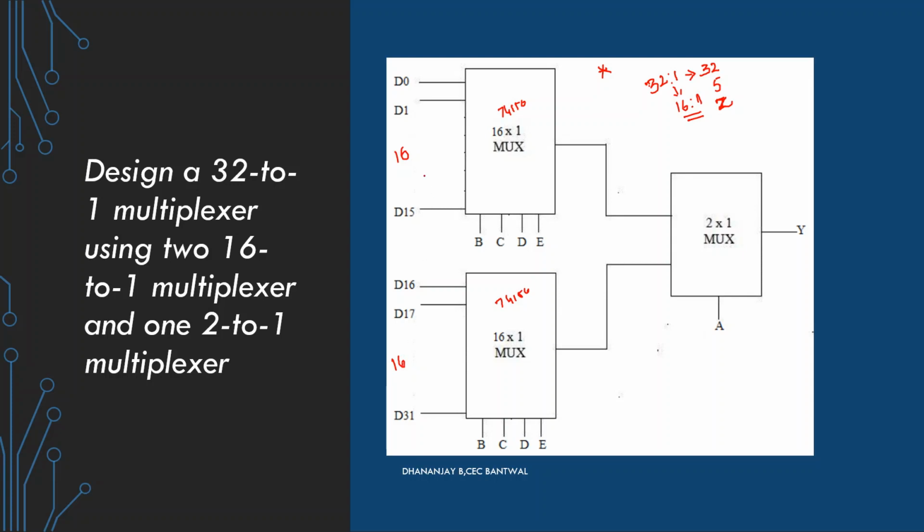When I speak about a 16:1 mux, how many selector inputs are needed? 4. And those 4 selector inputs are connected here, and 4 selector inputs are connected here. They will be selecting one among the 16 data inputs and sending it to the output side. This will be selecting one, and this will be selecting one. Out of the outputs coming from the two 16:1 multiplexers, one has to be selected, and that work is done by your 2:1 mux. As I said, how many selector inputs? 5. So 4 are connected here and 1 is connected here.